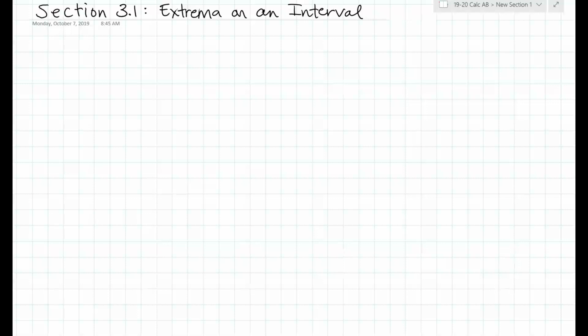But sometimes people want to ask you, like on AP exams, if you can figure out whether a function is increasing or decreasing, where it's a maximum or a minimum. So that's what we're going to talk about today, the definition of extrema. Let me give you the actual definition of it first. Definition of extrema.